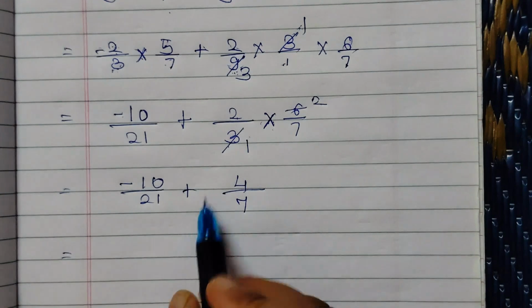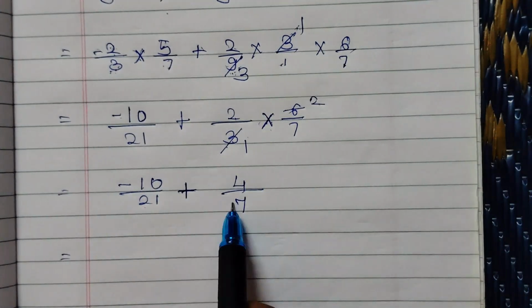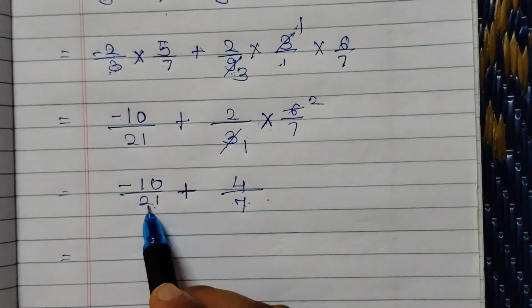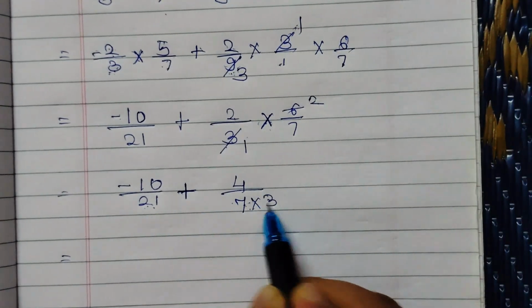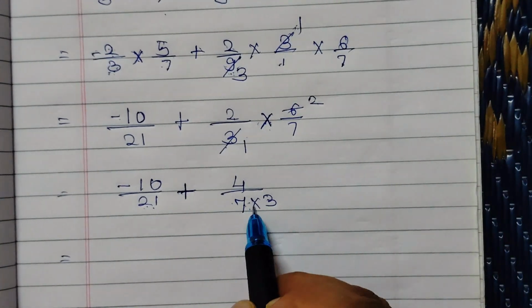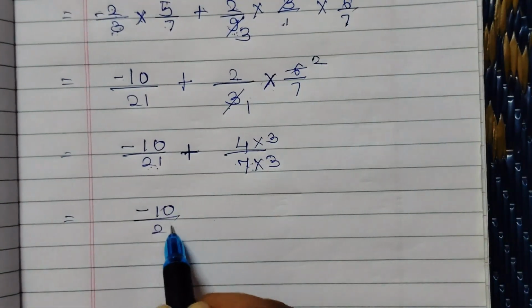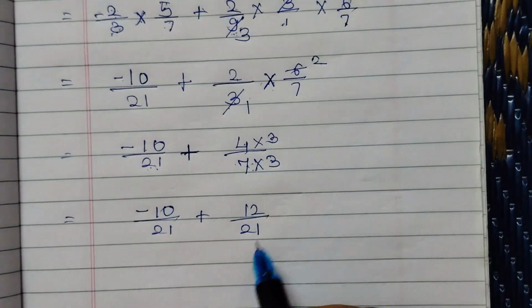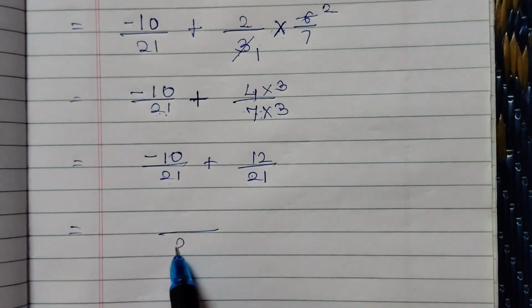Now we have addition in between. So here nothing is going to reduce directly. What we require here is the same denominators. So 21 and 7, how much are 21? 7 3s are 21. We require the same denominators, so I will multiply by 3 here and I will get 21 in the denominator. So the numerator will also be multiplied by 3. So minus 10 upon 21 plus 4 3s are 12 upon 21. So I now have the same denominators, I will write it in common.